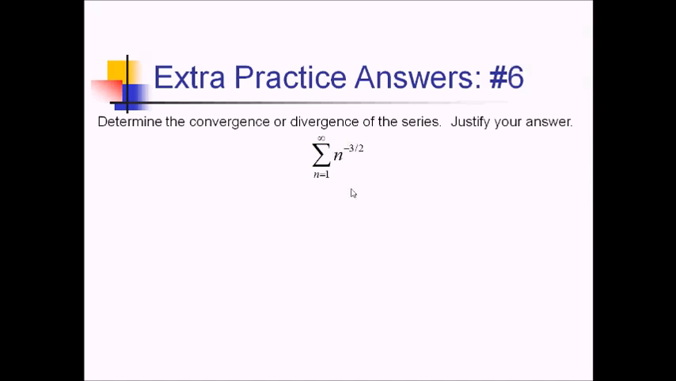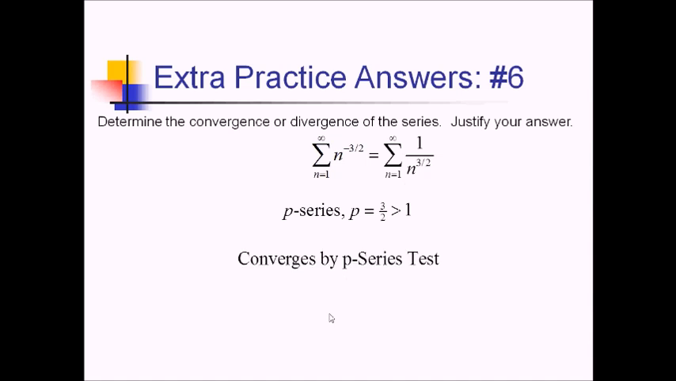To make this one a little bit easier to do, I'm going to rewrite this as 1 over n to the 3/2. And here we see that we actually have a p-series with a p-value of 3/2. Since that's greater than 1, that means this one's going to converge by the p-series test.